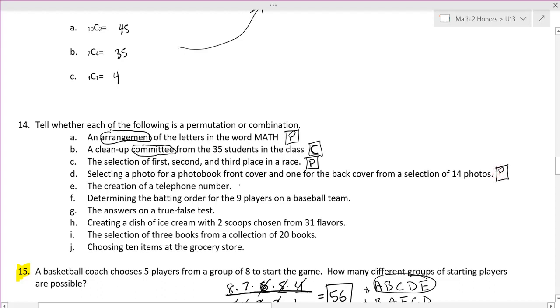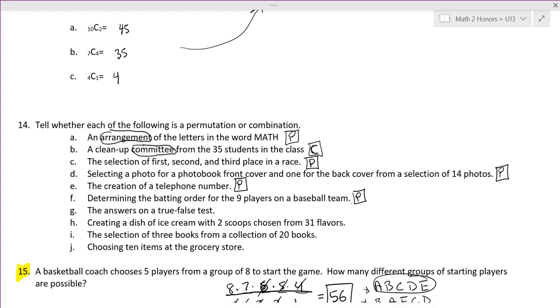Creation of a telephone number, yes, it matters what your first and second and third numbers are, so that's a permutation. F, determine the batting order for 9 players on a baseball team. Again, the order is going to matter. You want to strategically place your batters as number 1, number 2, number 3 batters, and so on.